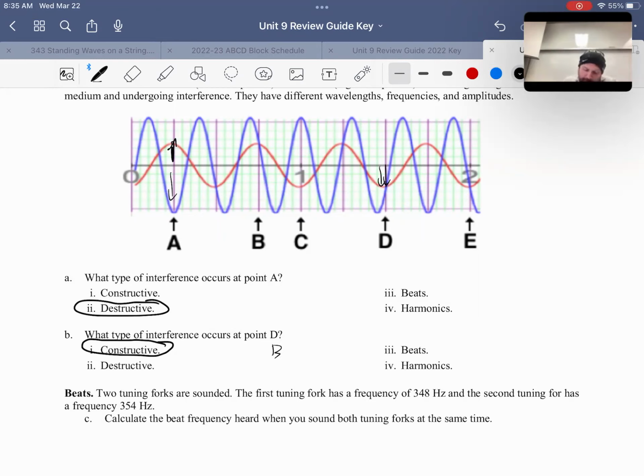Point B would also be constructive interference. So both D and B are constructive interference here. Likewise, A and C would also be destructive interference, up and down.